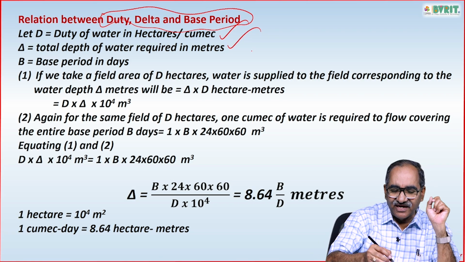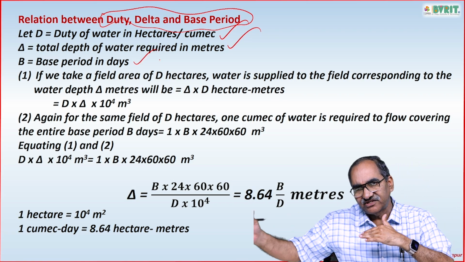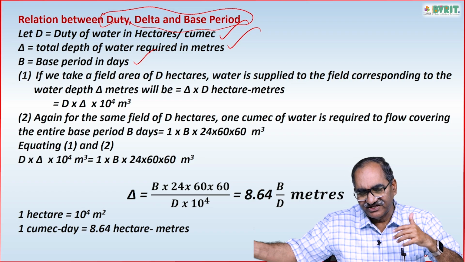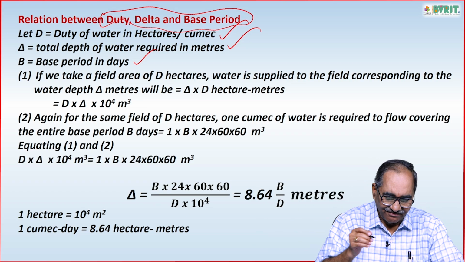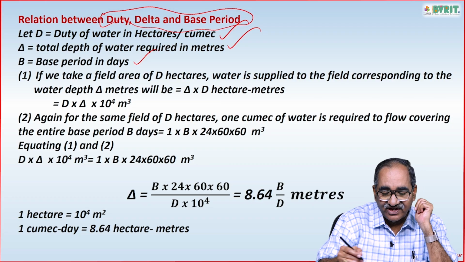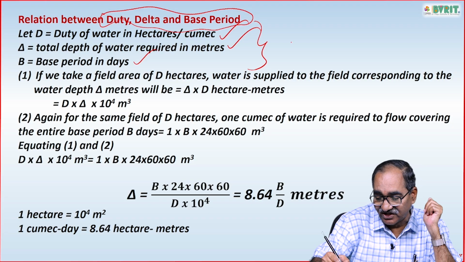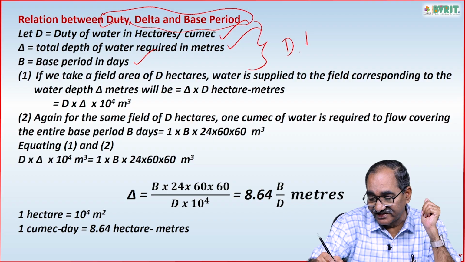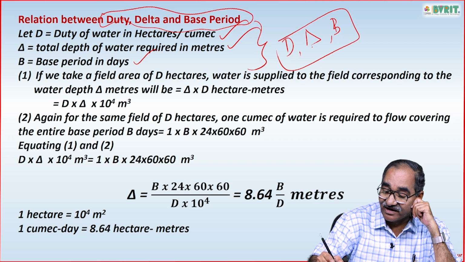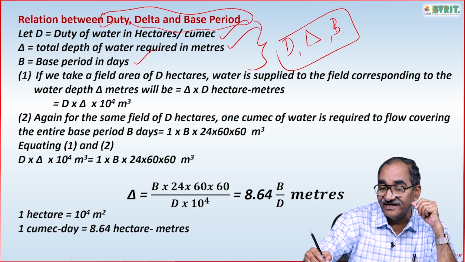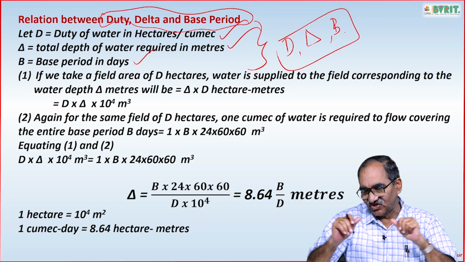What is the base period? From the first watering to the last watering before harvesting, whatever is there, that entire period is called as base period. So now I want to establish a relation between these three. One is duty, one is delta, and one is base period. What are the units of these three things? Duty is in hectares per cubic, and delta is in meters actually, and B is in days. So this is the starting point.